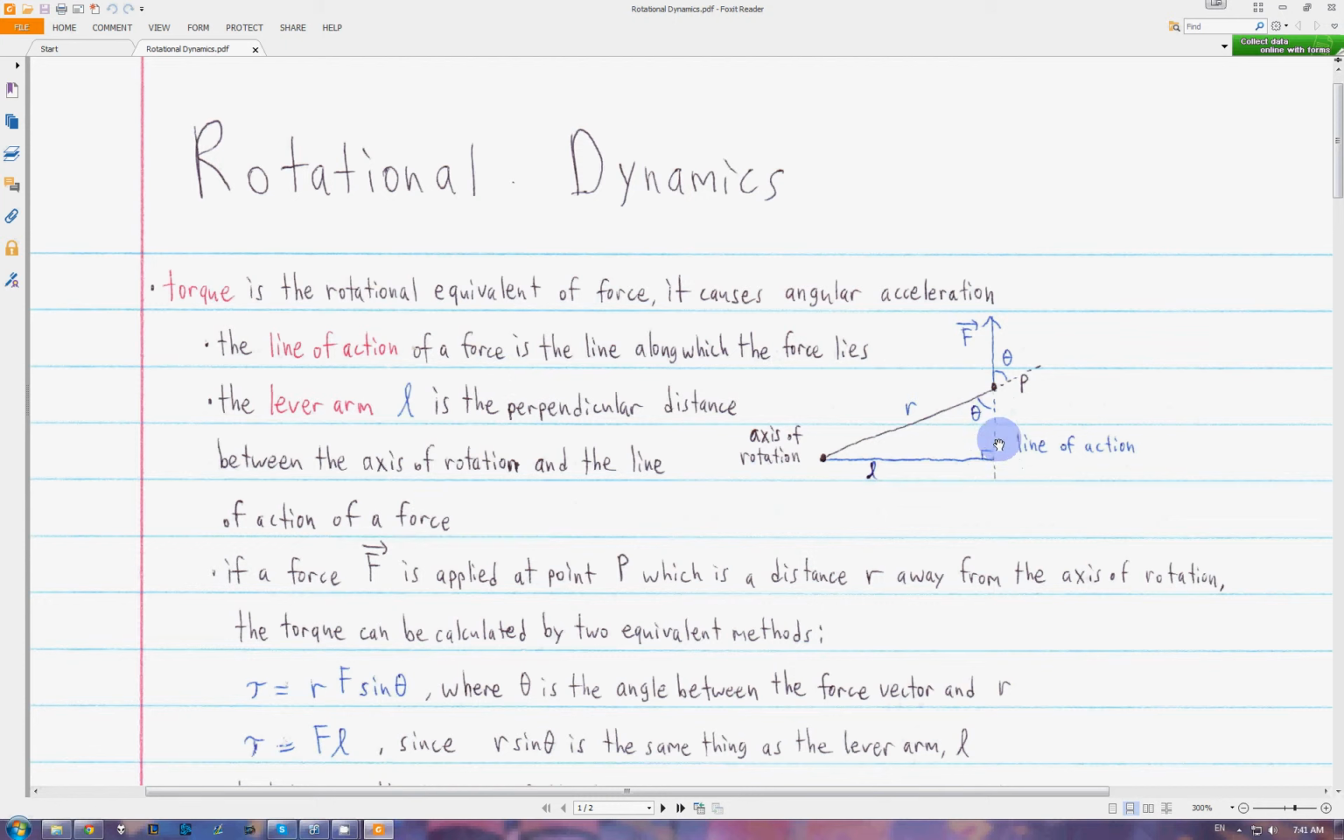This just calculates the magnitude of the torque, but torque is a vector, so it also has a direction. If we want to determine the direction of the torque vector, we use something called the right-hand rule. The torque vector either points directly into the paper or directly out of the paper. It's in the third dimension because it's always perpendicular to both of these r and F vectors.